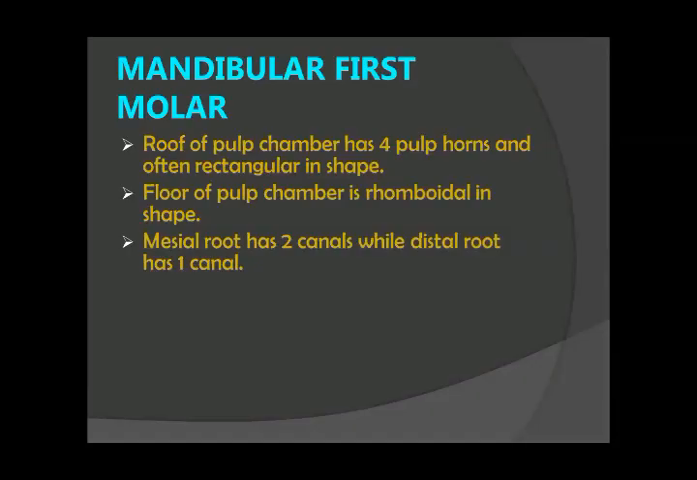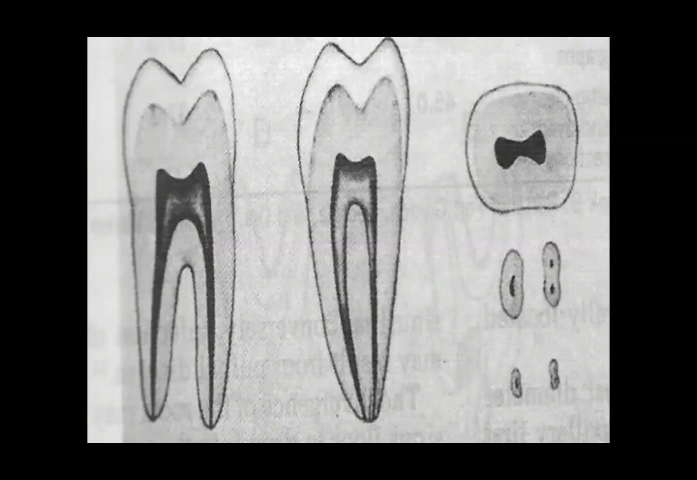Mandibular first molar. Roof of pulp chamber has four pulp horns and is often rectangular in shape. Floor of pulp chamber is rhomboidal in shape. Mesial root has two canals, while distal root has one canal. This is a mandibular premolar.